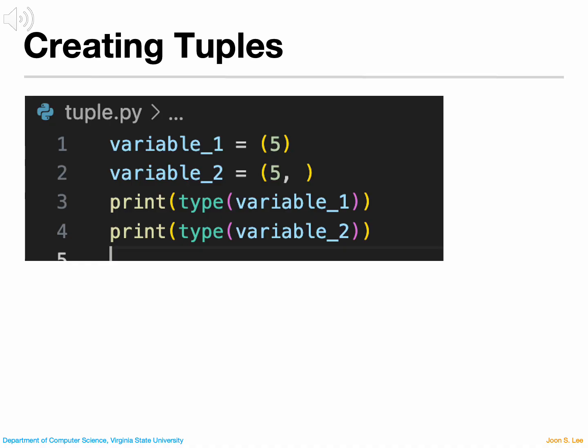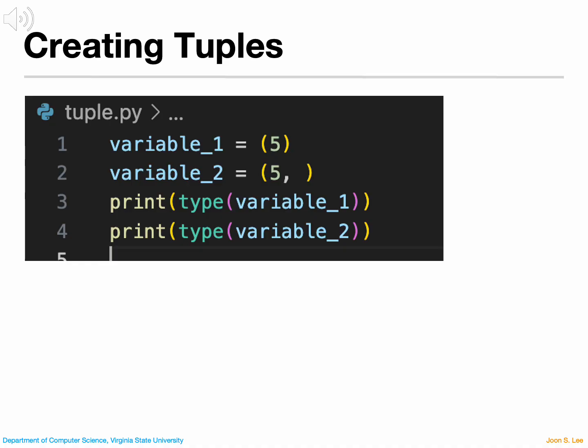It is written as (5,). Notice the comma after the value. That comma is what makes it a tuple with one element. In Python, tuples are created by commas, not by parentheses. This can feel a bit confusing at first, but it is an important concept to understand. If you print the types, you will see that variable _1 is class int, while variable _2 is class tuple.